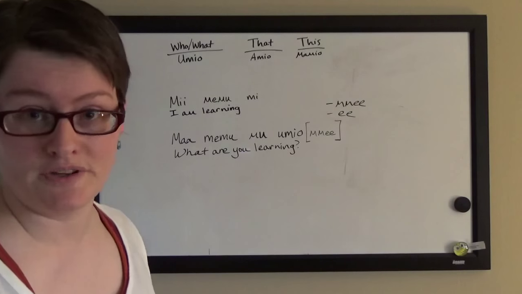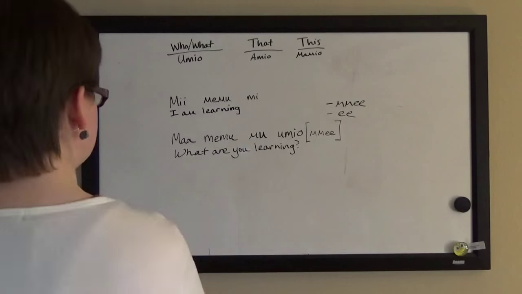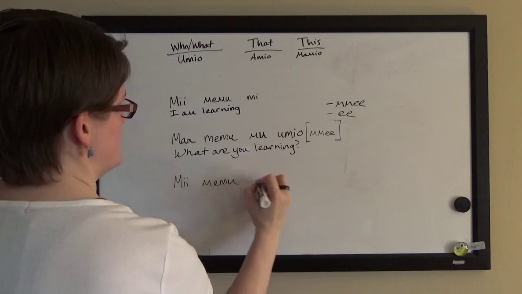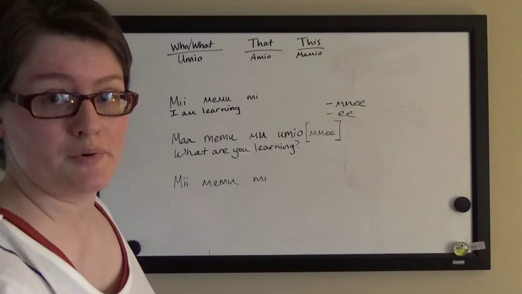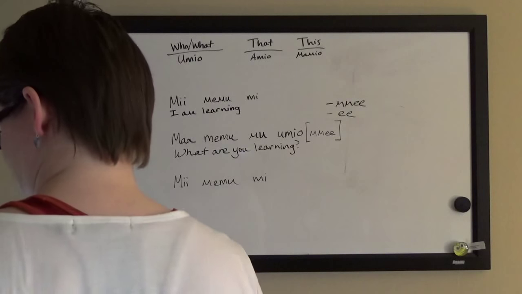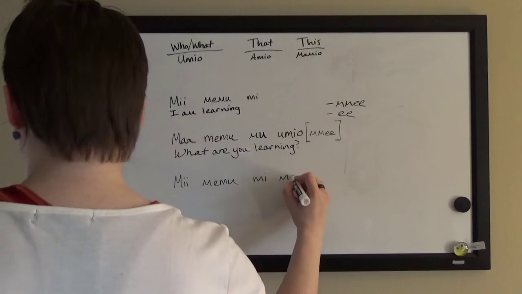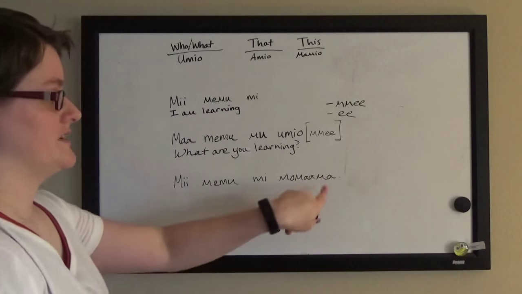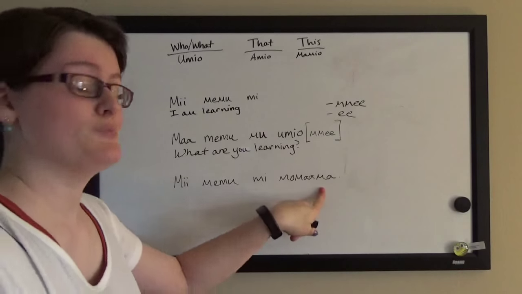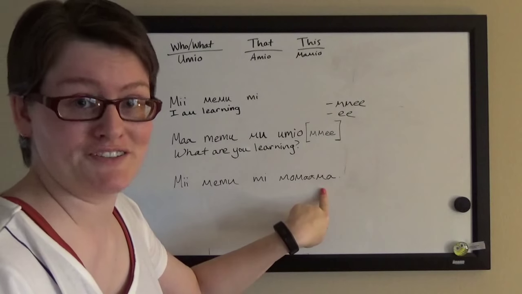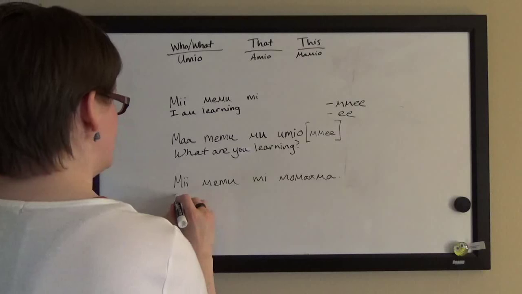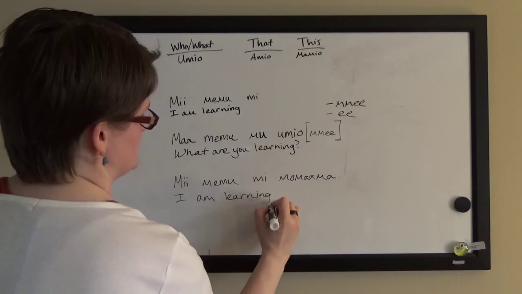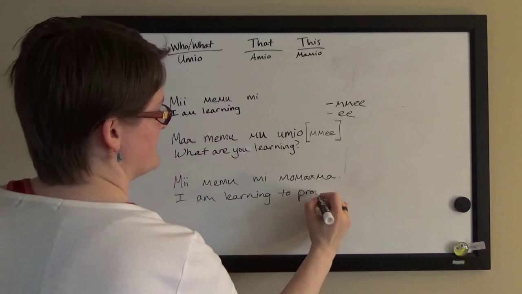And then you could respond with, I am learning to program. So you can say, me, memu, me, and then remember what the word for programming is. Mo mama. Now, again, could have the object marker, we can leave it off. Programming doesn't learn us, we learn programming. I am learning to program.